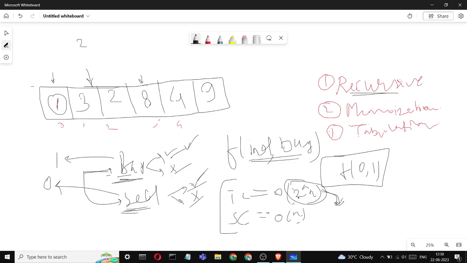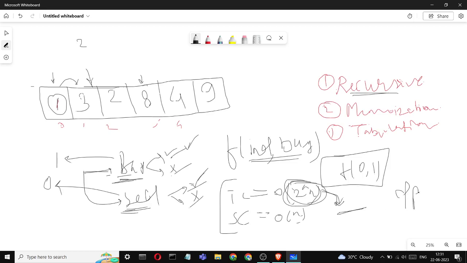This 2 power n is because if you draw the recursive tree, you will see that you are solving already solved problems again and again. For example, if you don't buy here, you will buy here. And if you buy here, let's suppose, in this you are solving the already solved problems again and again, so that's why it has a high time complexity. So how can you solve that? We will use a dp table.